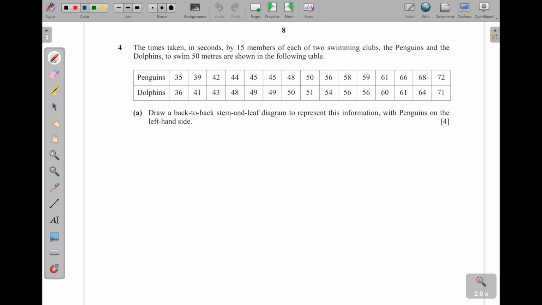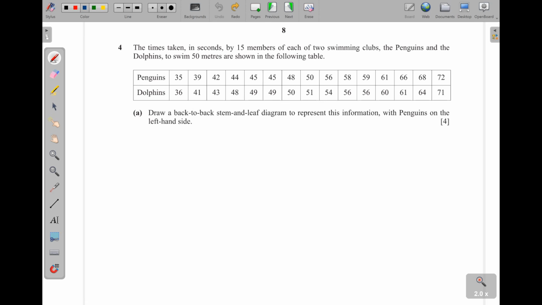Question 4 here is coming from data representation in statistics. They're saying the times taken in seconds by 15 members of each of the two swimming clubs, the penguins and the dolphins, to swim 50 meters are shown in the following table. Then they're given here. And the good thing, they are all arranged in ascending order, so it simplifies the work.